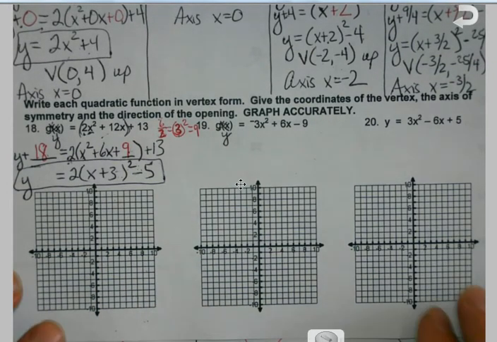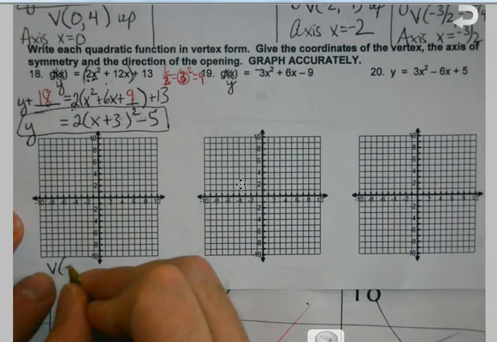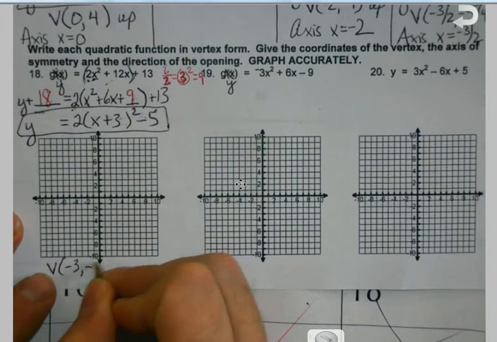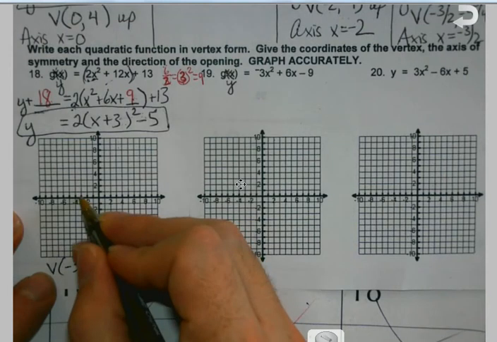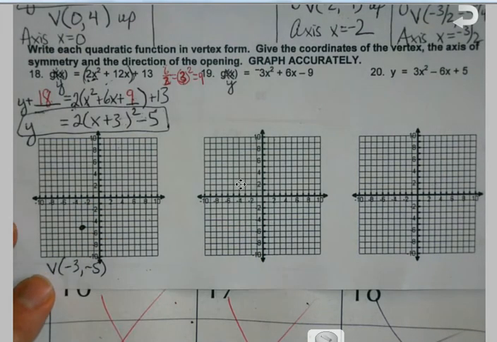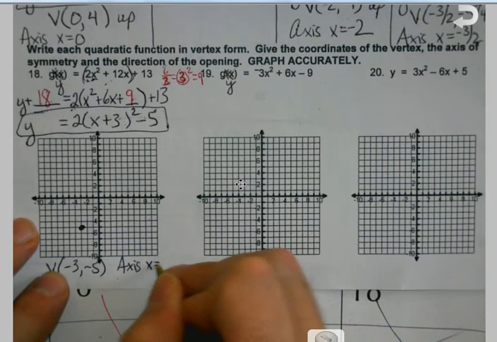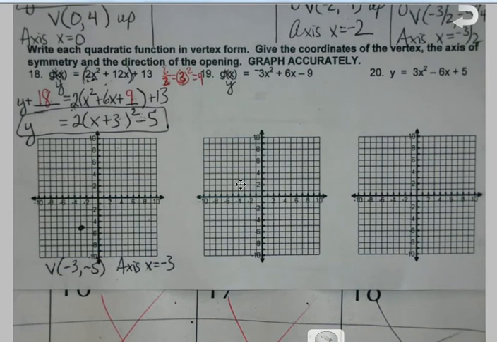So once I get that, now I can get all of my other info. I can get my vertex, -3, -5. This is not one where I can just do the up one, over one, because now I've got a coefficient. My axis of symmetry is -3. Still stealing it from here.